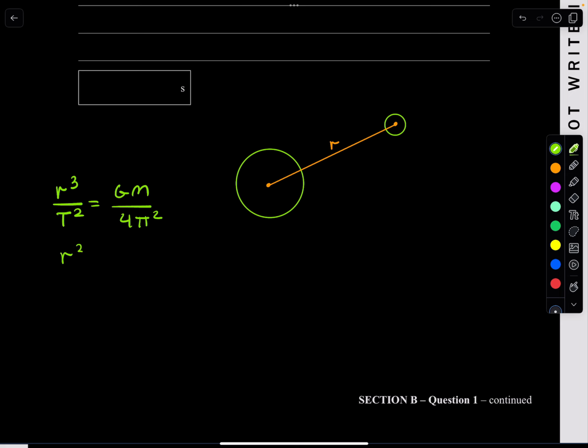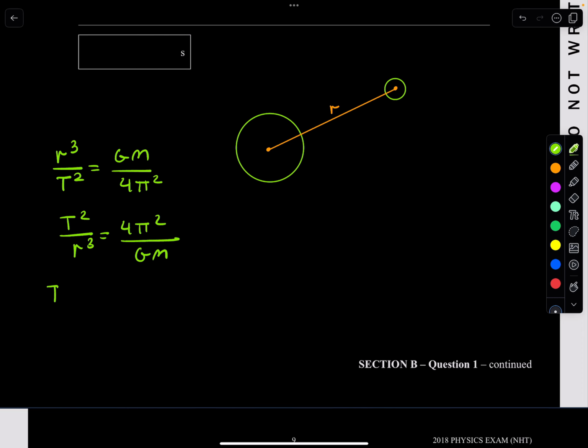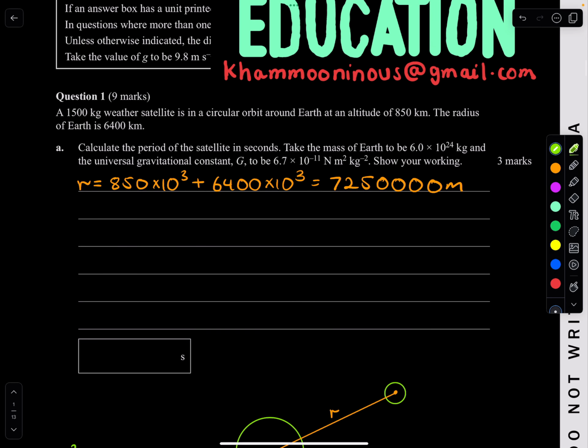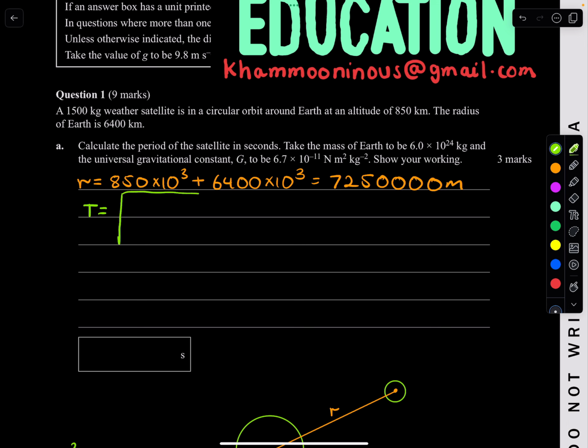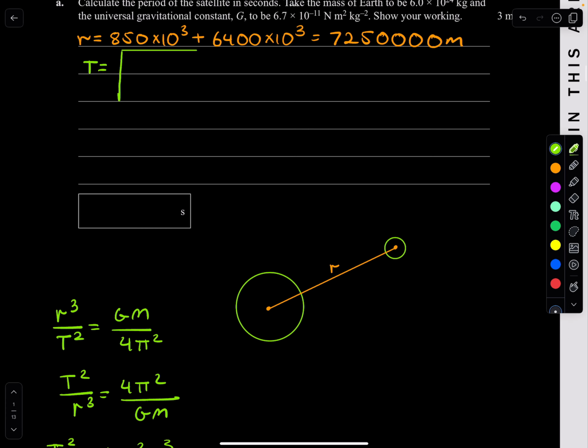So what I will do is flip everything around, so T squared over r to the power of 3 is equal to 4 pi squared all over GM. Multiply both sides by r to the power of 3, so T squared equals 4 pi squared r to the power of 3 all divided by GM. I square root both sides, so T is equal to the square root of 4 pi squared r to the power of 3 over GM. So this is your formula. T is equal to the square root of 4 pi squared r to the power of 3 all over GM. And that's it, we've got our formula.